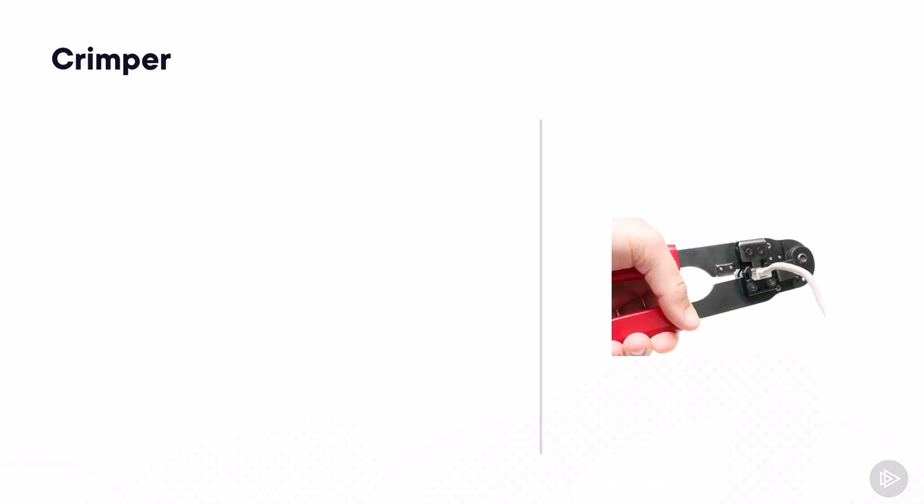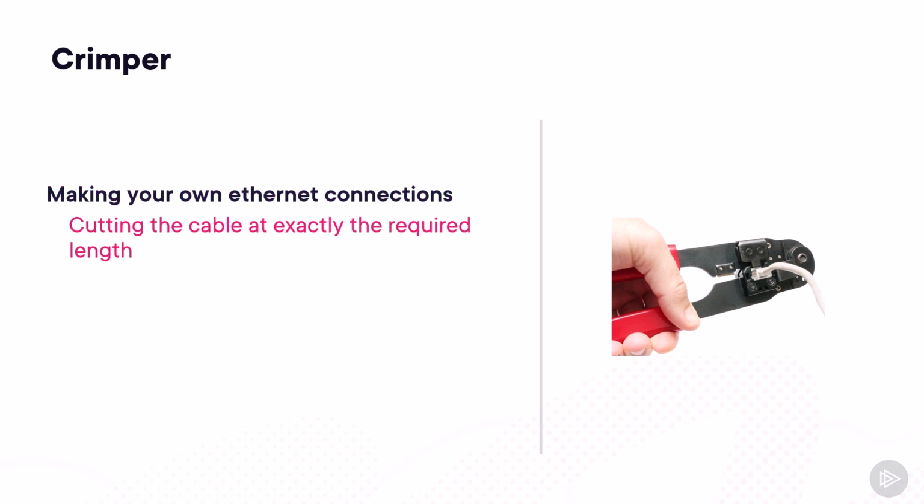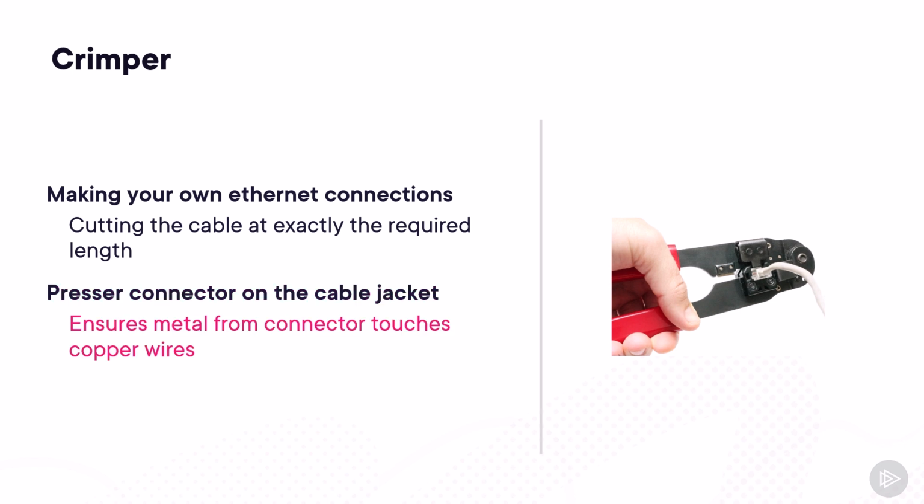Now let's talk about some networking tools, and the first one we will talk about is the crimper. The crimper is used when you want to make your own Ethernet connections and customize the length of the cable, as it basically allows you to cut the Ethernet cable and then connect it to the exact length that you need. After you cut the cable at the right length, you can use the crimper to press your RJ45 connector and connect it to the cable, ensuring that the metal from the connector touches the copper wires. This way you make sure that all the data transmits correctly and that the connector will not easily pull off.